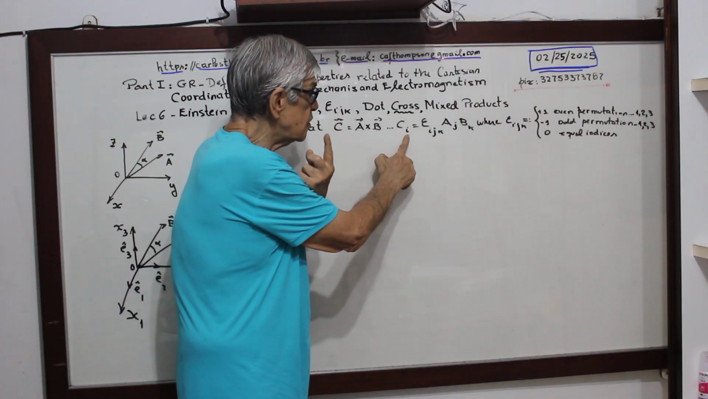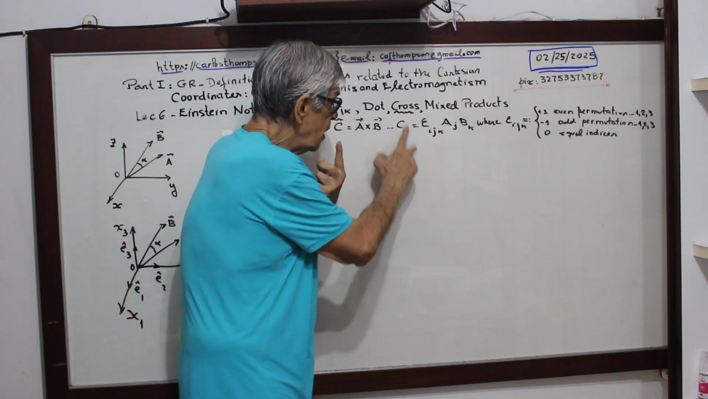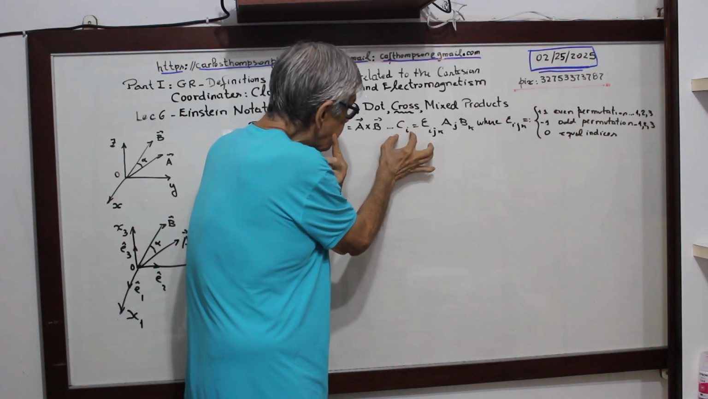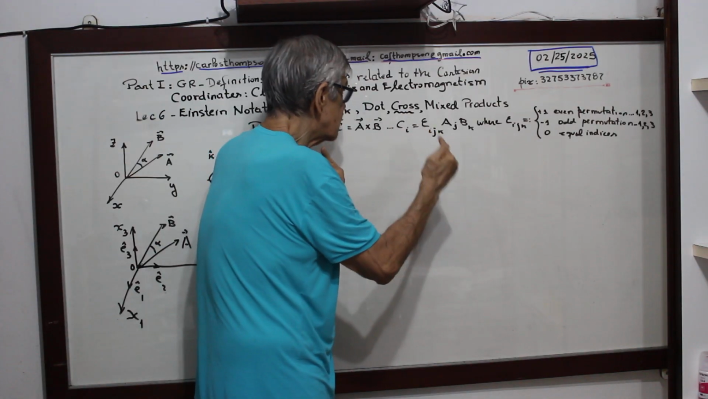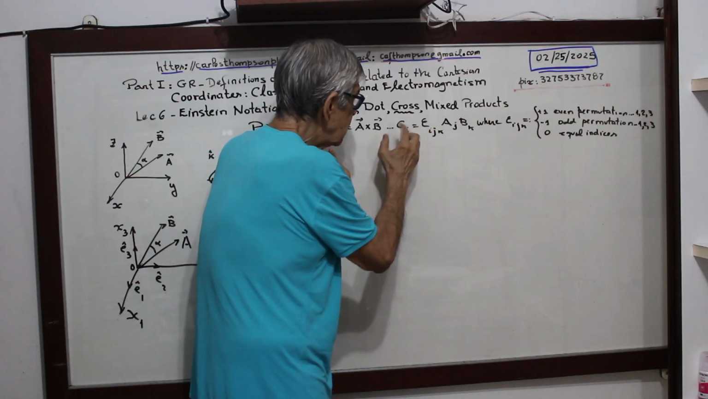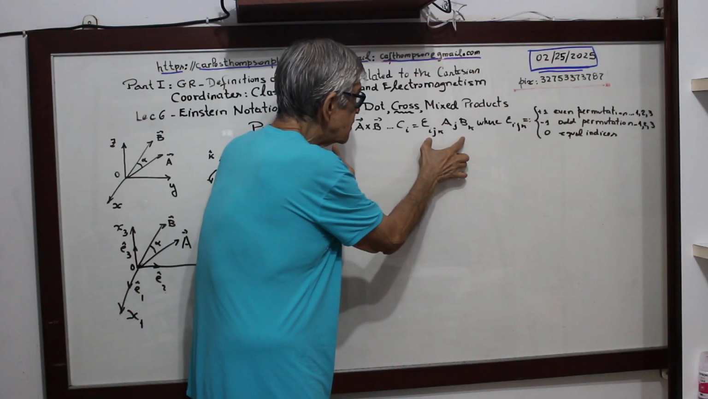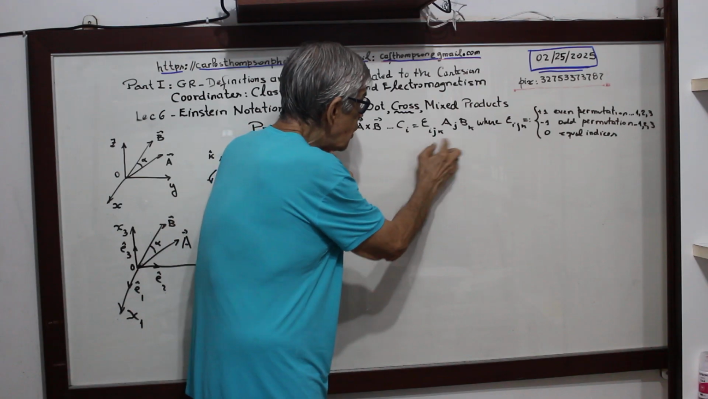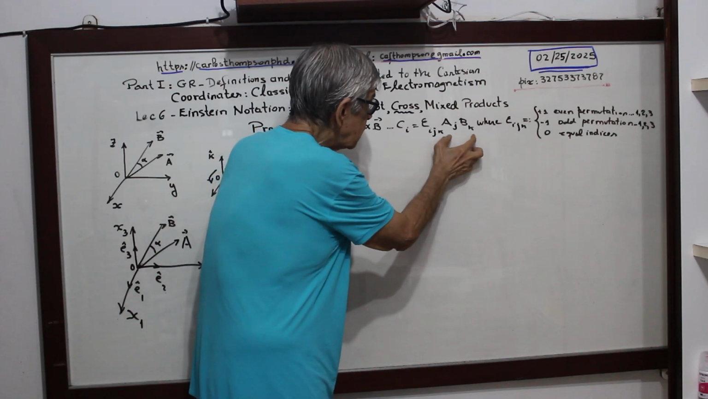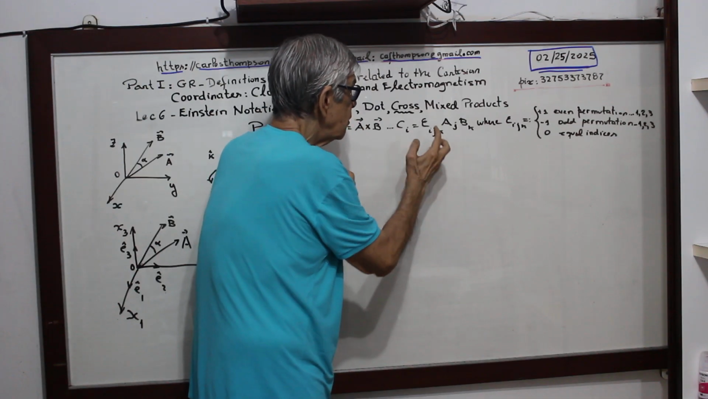C sub i is a free index. Attention, the number of free indices on the left-hand side must be the same as on the right-hand side. i is free, i is free. j is dummy, k is dummy. You see? That you call a vector.